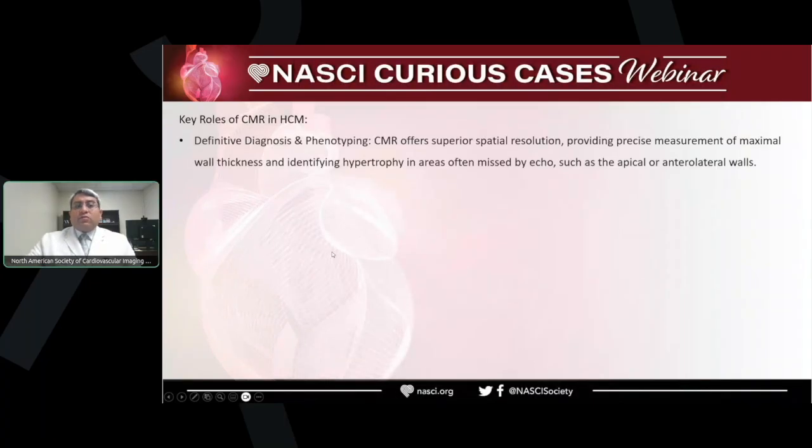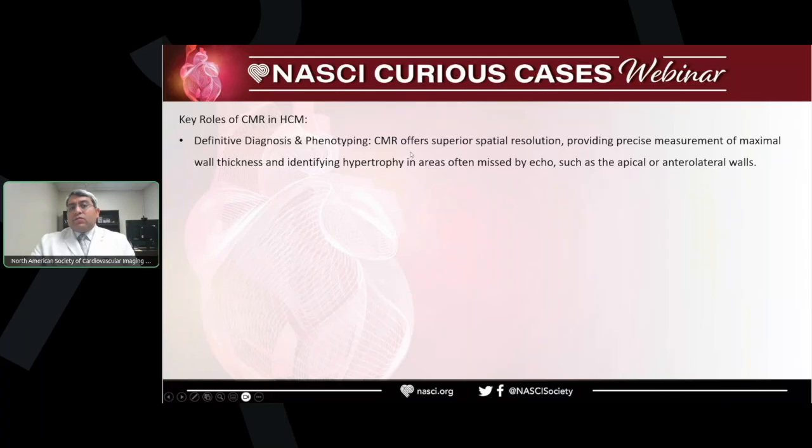So let's review quickly what the roles of cardiac MRI in hypertrophic cardiomyopathy are. What we have to mention in our report, and what gives the MRI the upper hand above echo and CT. It is important in definitive diagnosis and phenotyping. As we mentioned, there are different types of HOCM, and MRI can help us differentiate between them.